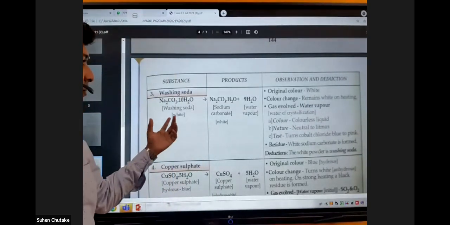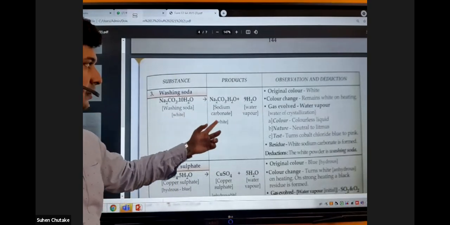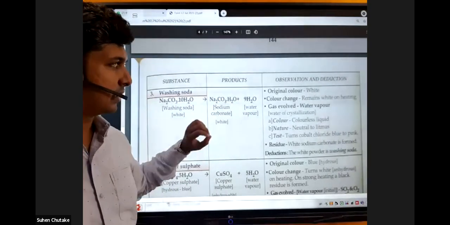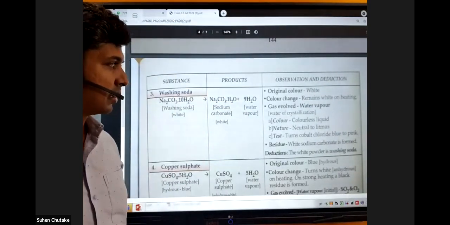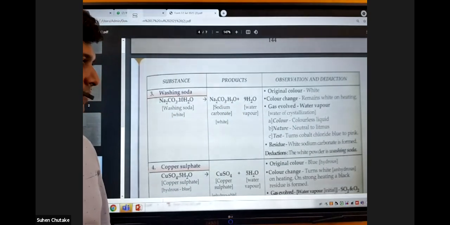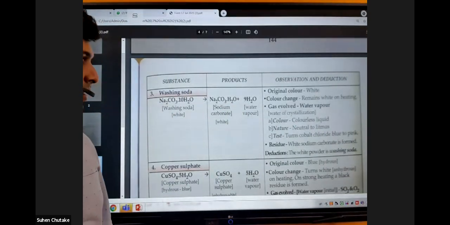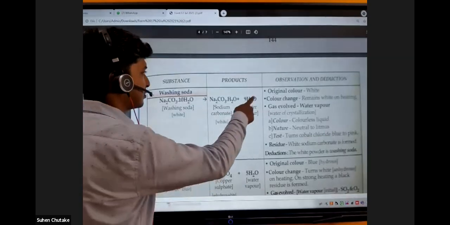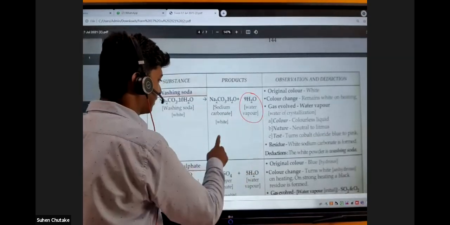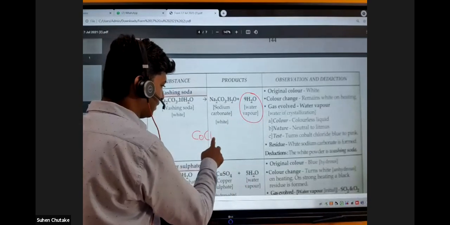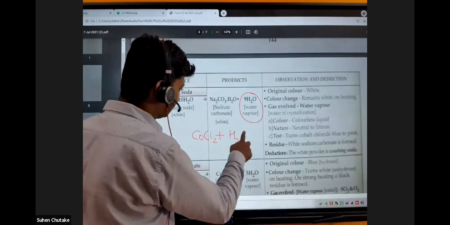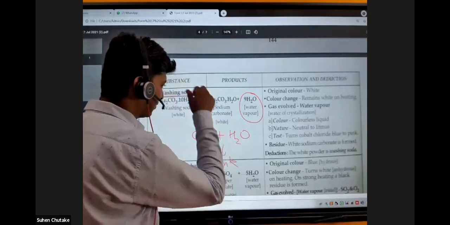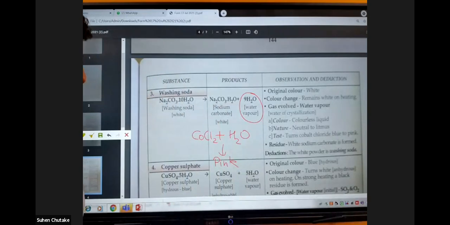That is zinc oxide. Washing soda, which is white in color, is giving you sodium carbonate. That is also white in color. And the water vapor, which is evolved, that is also colorless. So there is no color change over here. But what we can do is we can test cobalt chloride. Like we have seen this earlier. If we want to confirm that water vapor is being released, test this. We have done this earlier. Cobalt chloride plus water will give us pink color. So that's how we can identify that water vapor is released.